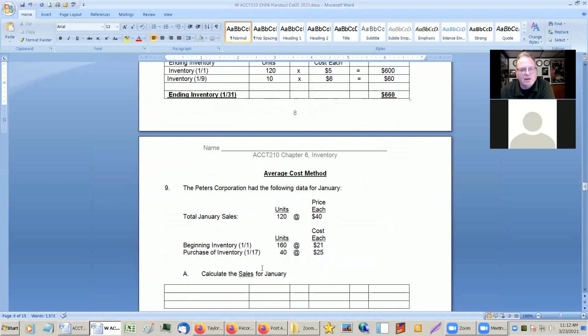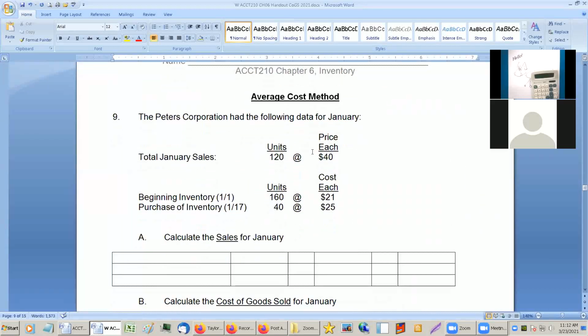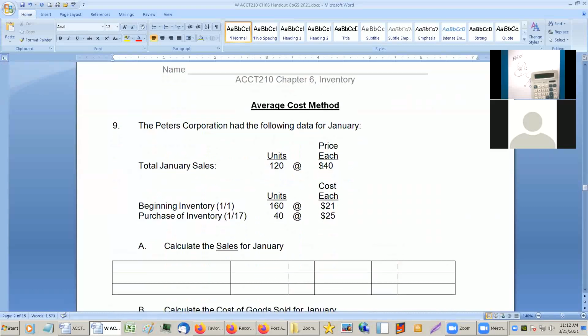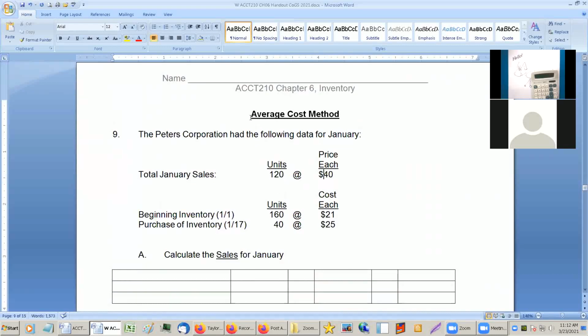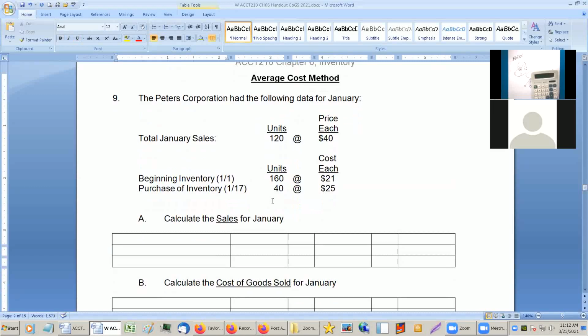Okay. Let me change cameras. Get my calculator, and we definitely need a calculator for this one. Let me zoom this in a little bit. Okay, average cost method. With this method you simply add up all the costs and then average them over how many units you have. Now the sales are going to be exactly the same as we've done 8 times now. Sold 120.